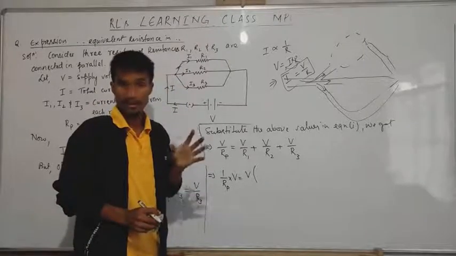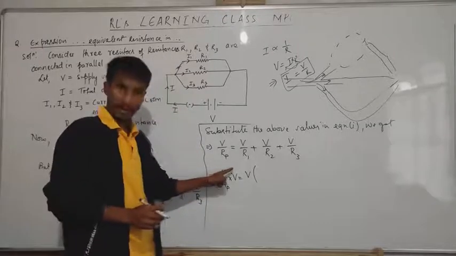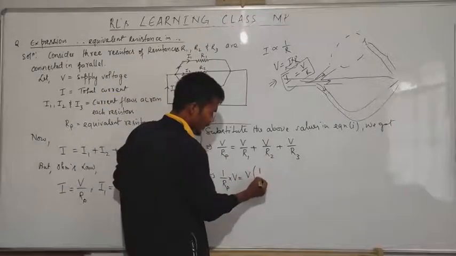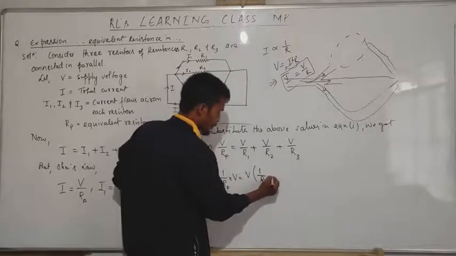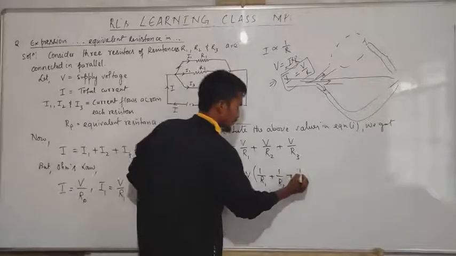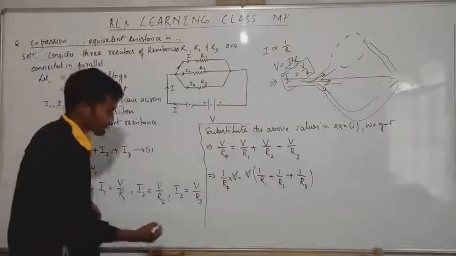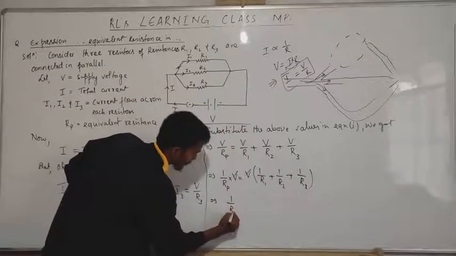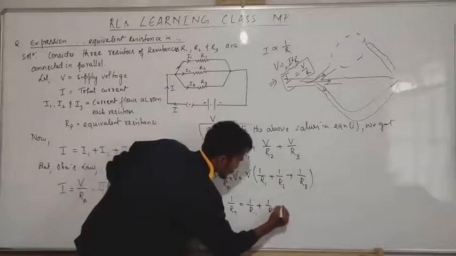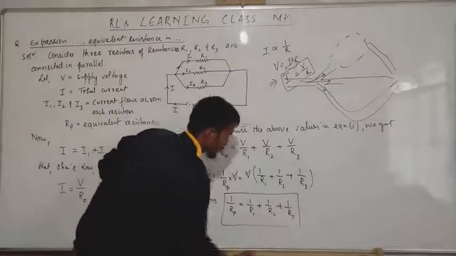Then 3 into 1 will be 3, because anything multiplied by 1 will be itself. Then similarly here, V into 1 will be V, and here also V into 1 will be V, plus V into 1 will be V. Then V and V cancel. Then we get 1 by RP is equal to 1 by R1 plus 1 by R2 plus 1 by R3.